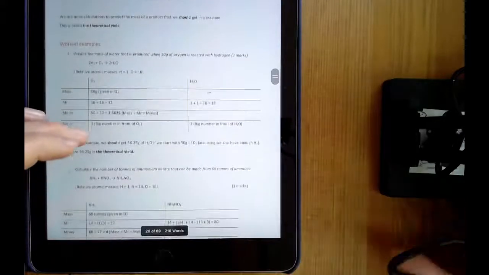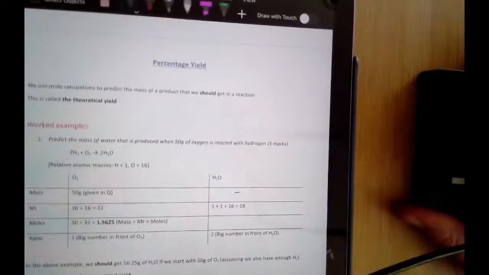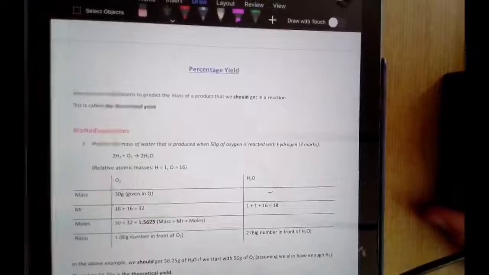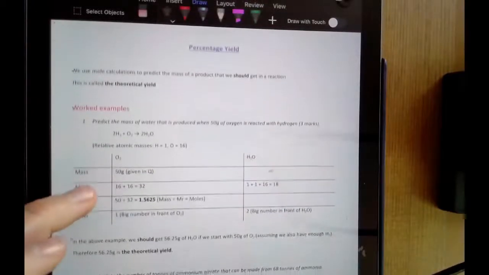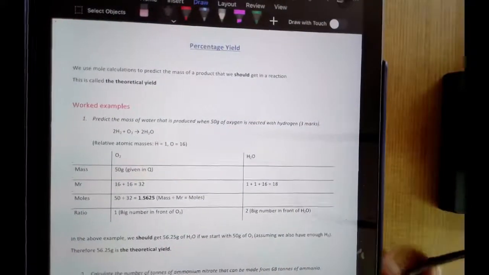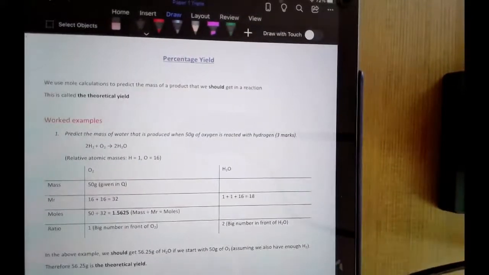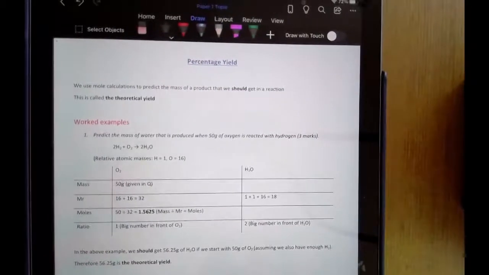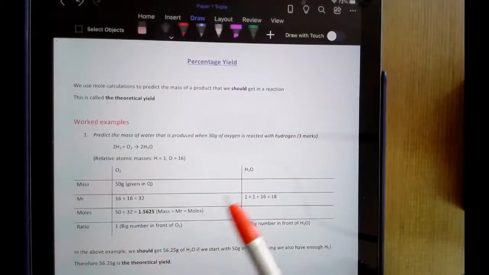So the first thing we're going to look at is called percentage yield, and apologies that I don't have a printed copy of this booklet. I'm going to have to work off my iPad, which is probably going to be a little bit annoying. But we're going to look at percentage yield, and this builds really nicely from what we looked at in CC9. So you'll notice the same table below that we were using in CC9. It's just going to be a bit of revision.